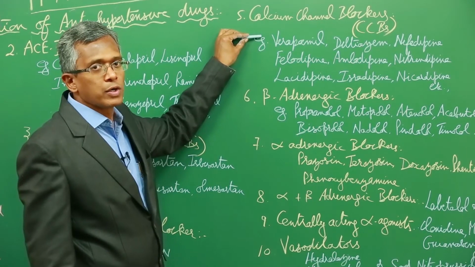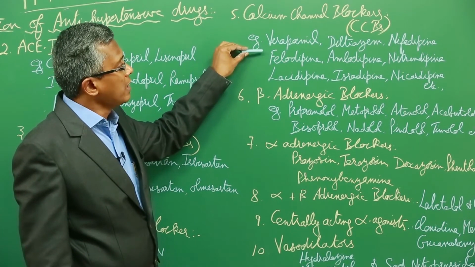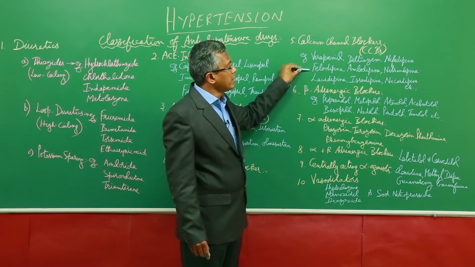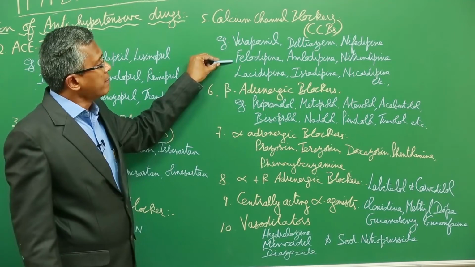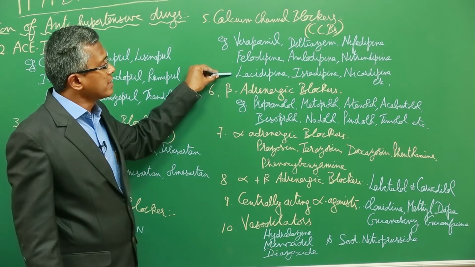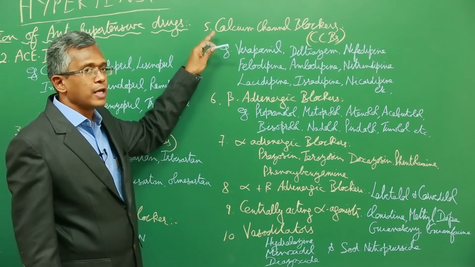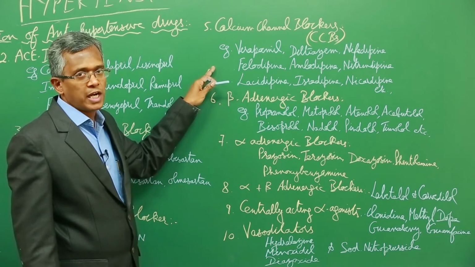The next category of drug is calcium channel blocker. The calcium channel blockers, examples: verapamil, diltiazem, nifedipine, felodipine, amlodipine, nitrendipine, lacidipine, isradipine, nicardipine, etc. Most of these drugs go and block the L-type calcium channel.